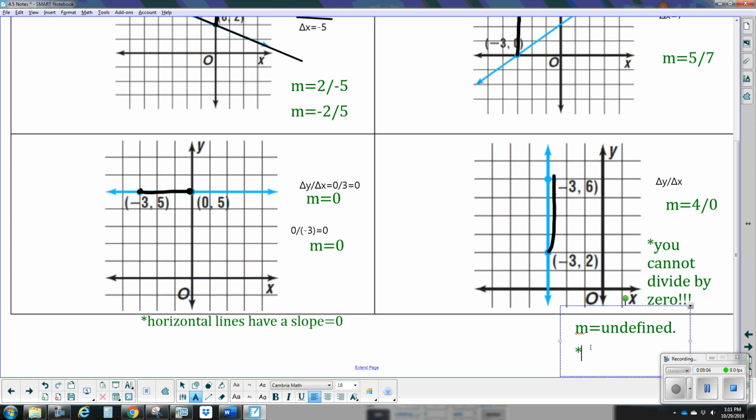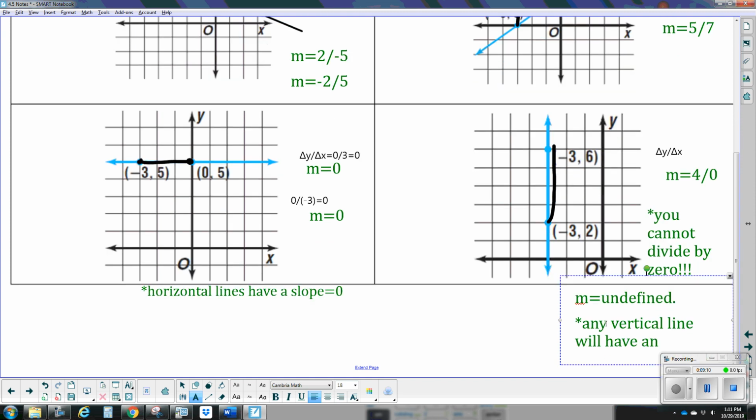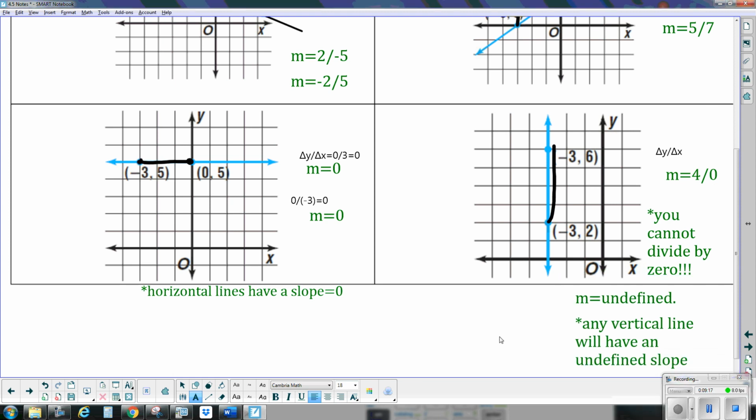And any vertical line will have an undefined slope. And that's because there is no change in x. You're dividing by the change in x, and in a vertical line, there is no change in x. Therefore, slope is undefined.